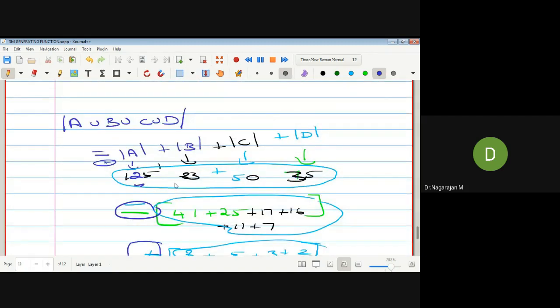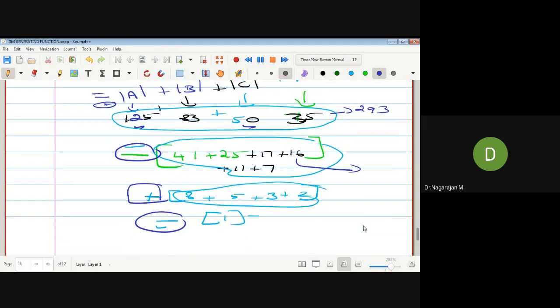125, 175, 180, 210, 293. Up to the first part, the result is 293. Super. What is the bracket of this value? Sir, second one 135.